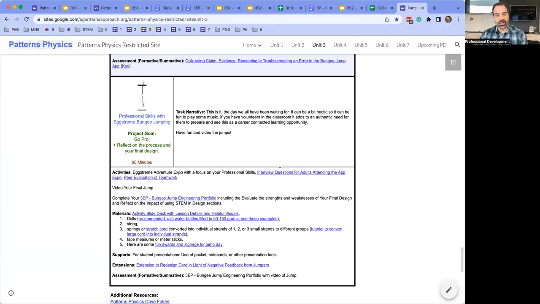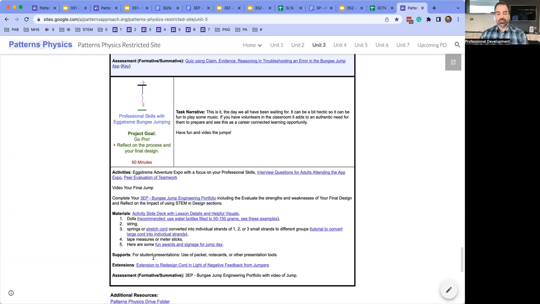There are highly structured interview questions for adults that are attending the App Expo. They also have a peer evaluation of their teammates to do. Then, of course, they're talking to those adults if you choose to do that. And then they're going out and jumping after having prototyped and tested the jump. That's all worked into the engineering portfolio. And of course, there are accompanying slides to help with that. There's even some fun awards and signage for the jump day, all around having it be a great fun day.